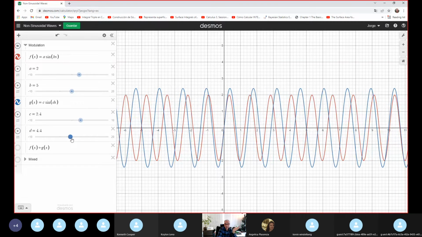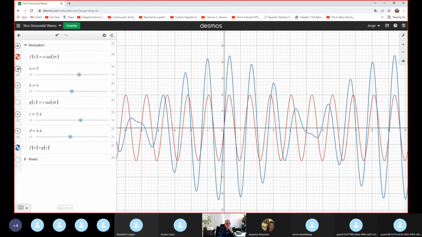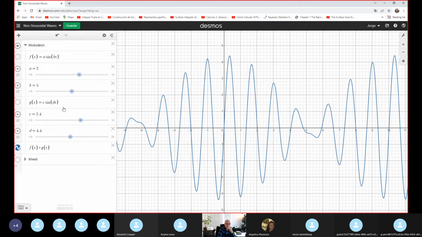And what is the idea? The idea is to put them together. So addition, plus. When you put plus, boom, wow. Let me erase the original sine and the cosine. This is the idea. Okay, and you see the effect of modulation.